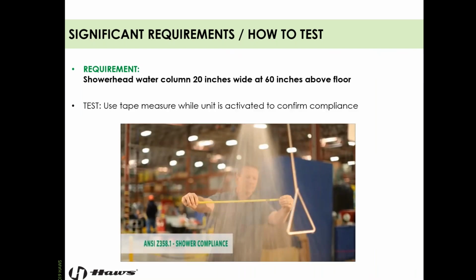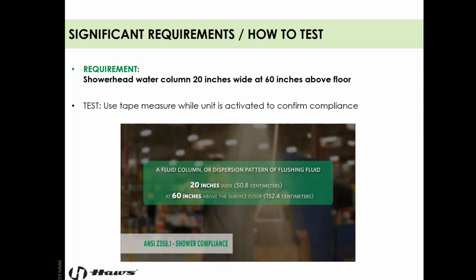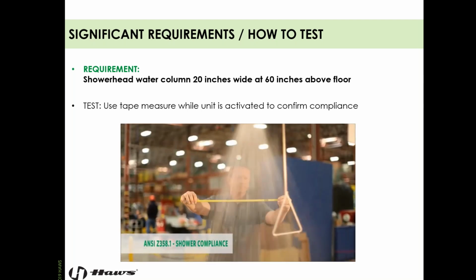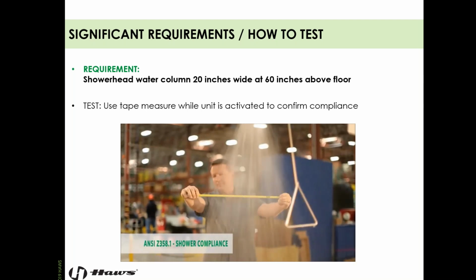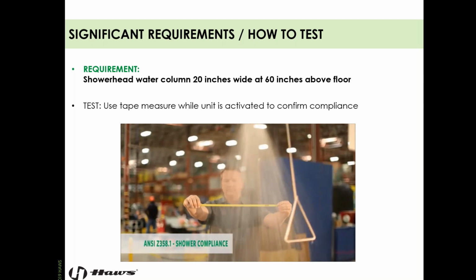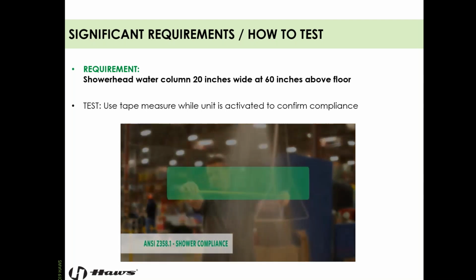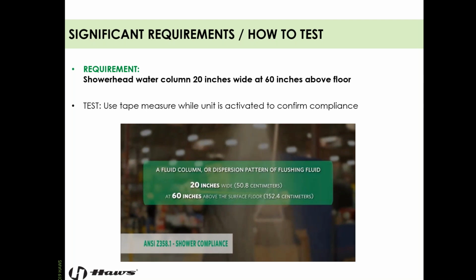Here's another one of my coworkers. He's got his tape measure. He's measured 60 inches above the floor, 20 inches across. The test can be difficult in an indoor setting, right? We can't just let the shower fly if we have sensitive equipment, drywall, etc. nearby. It's gonna make a mess.